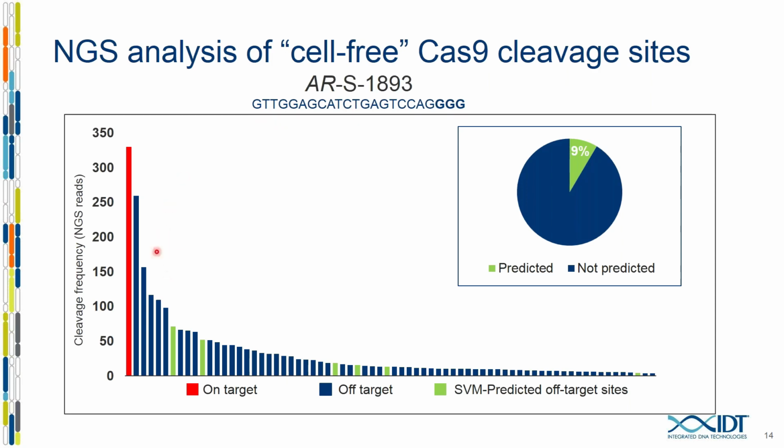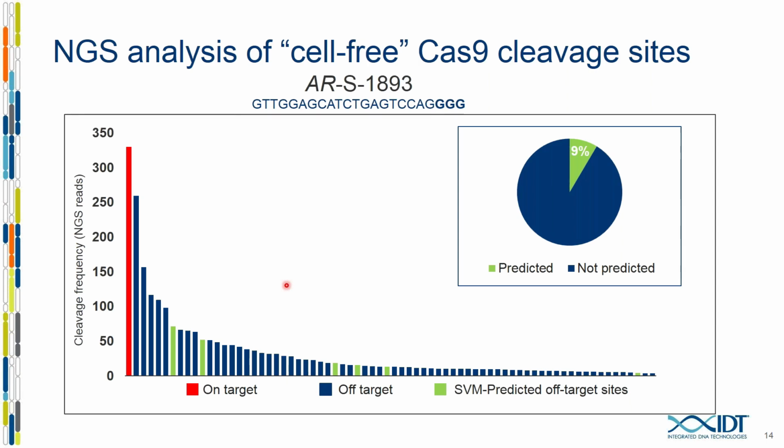And what we've done here is we've shown all the cleavage products from this cell-free experiment and put them in rank order. I've colored the on-target cleavage in red here, and thankfully that is the most frequently edited site. But you can see all these different off-target sites in blue and green. And what is the most scary thing about this diagram is that I've colored in green the ones that are predicted by the SVM algorithms, and it's less than 10% of the total off-target editing.